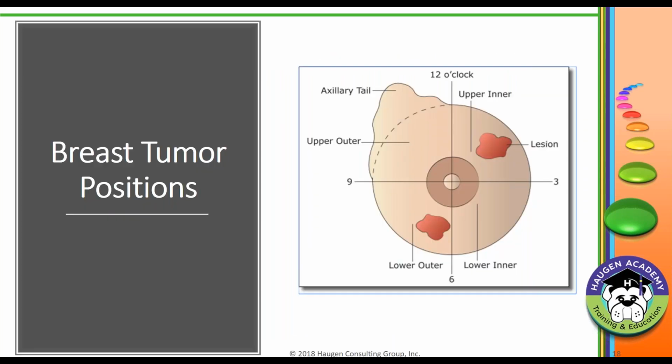This picture is of breast tumor positions, and this is sometimes used in documentation to give us the location of the breast tumor, and it's using a clock on the breast to give us the location. So you can see 12 o'clock, 3, 6, 9, and then the 4 quadrants, so upper inner, lower outer, upper outer, and those are identified in the ICD-10-CM code. So just a handy picture in case you're seeing that in the documentation.